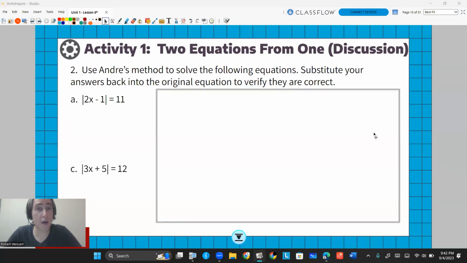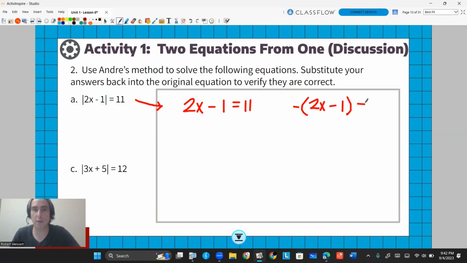All right, this is how I'm going to work them out. Please follow along if you're struggling with the technique here. So first of all, using Andre's technique, we'll say |2x - 1| = 11, and then we'll say -(2x - 1) = 11. So we'll set up both of our equations like this. Now try to solve that if you haven't done so.